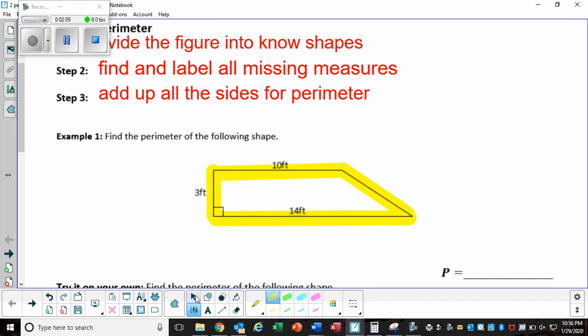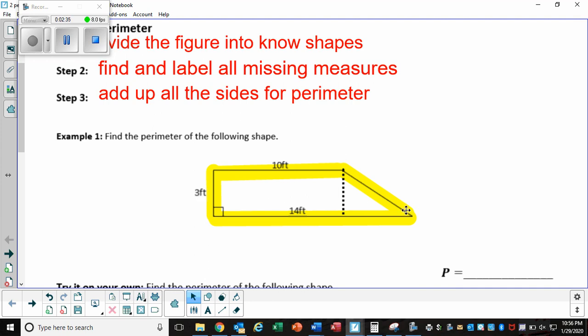So I'm going to split it into shapes that I know. Basically, I could draw a line right here, and it splits it into a rectangle, which I already have the sides for. I don't need this side. That's not one of my shapes, or one of my sides. It's not one of my outside sides. And then this one, because I made a triangle, I could now find using Pythagorean Theorem.